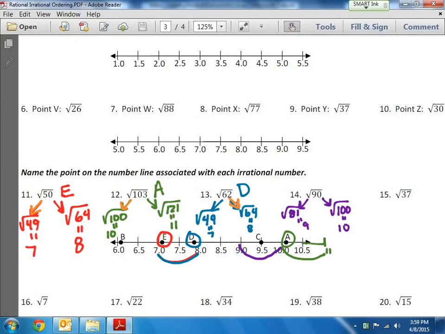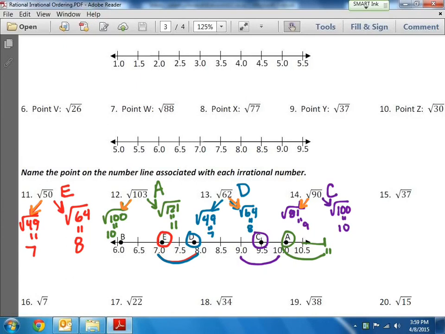Okay. And look, there's only one dot that's between 9 and 10. But, again, the square root of 90 is 9 away from 81 and 10 away from 100. So just barely is it going to be closer to 9 than it is to 10. And, again, the only one that's really in that space is C. So number 14 is C.